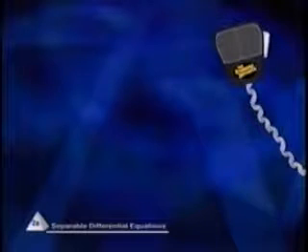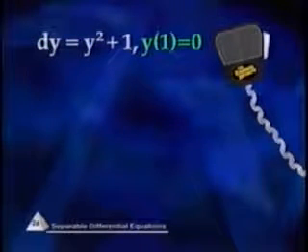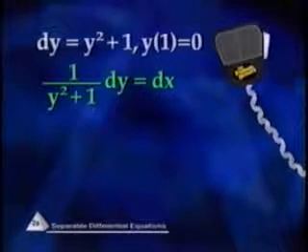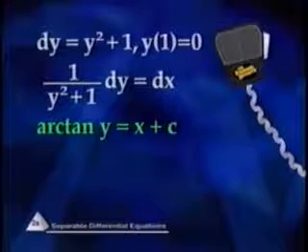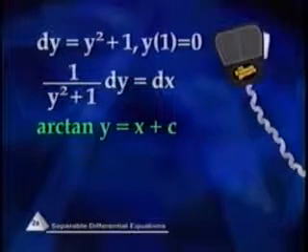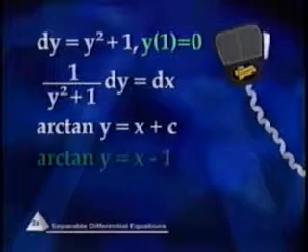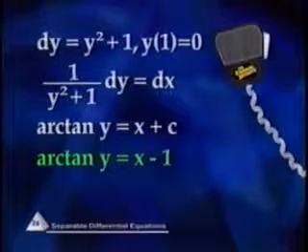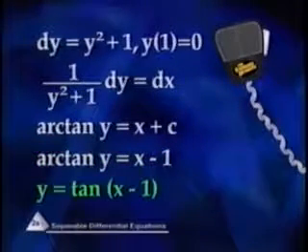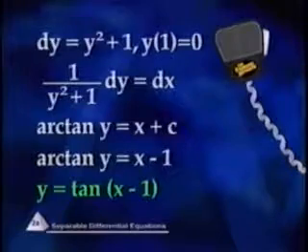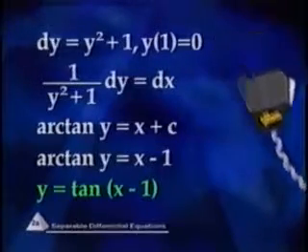Here's what we did. We were given dy dx equals y squared plus 1 with the initial condition y at 1 equals 0. Separating the variables, we got 1 over y squared plus 1 times dy equals dx. Integrating, we got the arctangent of y equals x plus c. Solving for c using the given initial condition, we got the arctangent of y equals x minus 1. Then, solving for y, we got the final answer of y equals the tangent of x minus 1. This is Recap Pap, over and out.